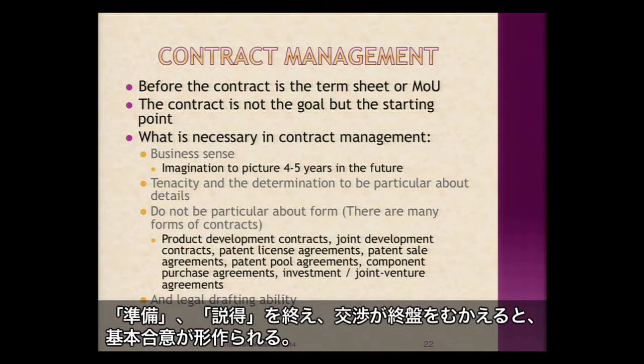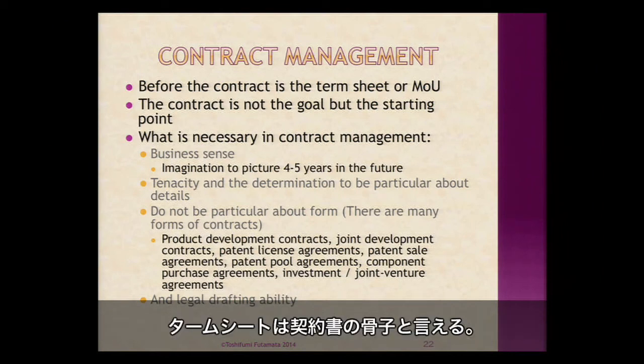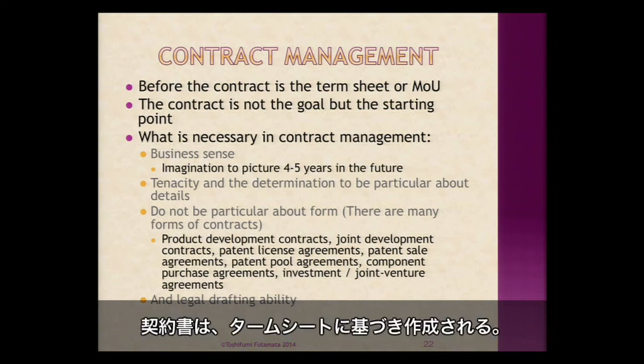Finally, let me briefly discuss contract management. After the preparation and persuasion stages, the negotiations have entered their final stage, namely the formation of basic agreement. Before entering the contract stage, a term sheet or MOU, Memorandum of Understanding, will be created. Once both parties come to a general agreement, the term sheet organizes the main points of the contract. The contract will follow the term sheet.